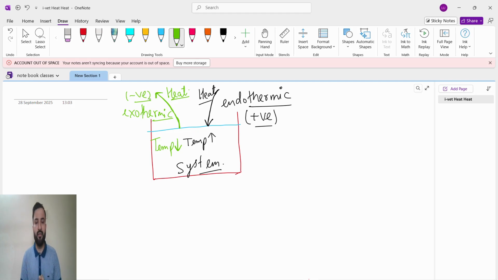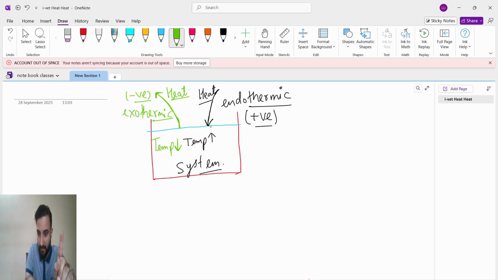Okay, the first thing is heat. So in heat, the first thing we will see is if the system absorbs the heat, it means heat is going on the system. If heat is going on the system, the system temperature will increase. And the process, what will happen? Heat is on the system means the system is absorbing the heat.